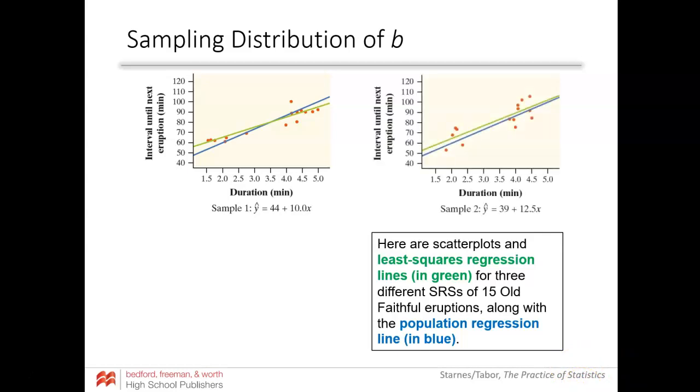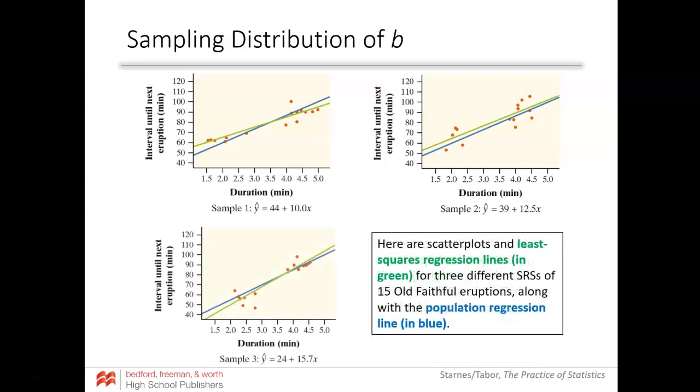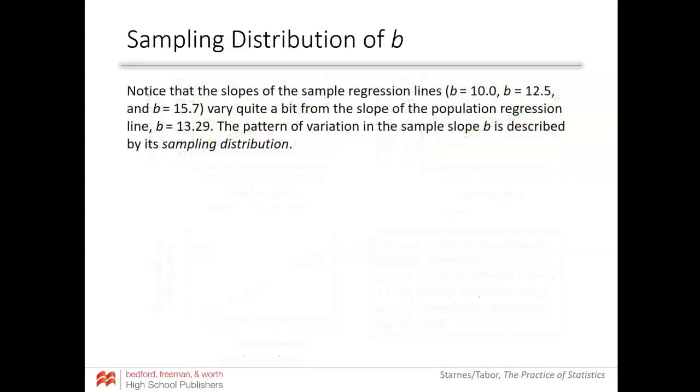And then here's a totally different one with 15 different simple random samples taken. And then again, you see a different y hat equation. So you have 39 plus 12.5, so different y-intercept and slope. And then here's a third example where again, it's different from the population, different from each other. But we know this is due to sampling variability, so this is not a big shock. So the slopes are not the same, and they're definitely not the same as the overall population's regression slope, which was about 13.